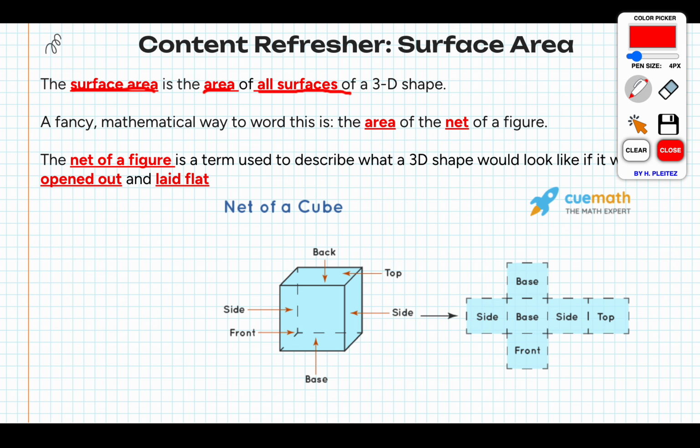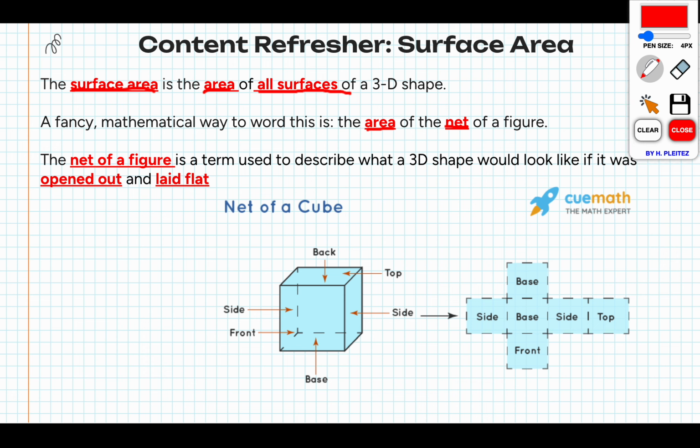A fancy mathematical way to word this is that the surface area is the area of the net of a figure. Now, when you think of a net, you probably think of catching fish or a basketball hoop, but in geometry, the net of a figure is a term used to describe what a 3D shape would look like if it was opened out and laid flat. In this example, we have a cube, all folded up to make a 3D figure, but we can cut all the sides and lay it flat, and this right here is the net of a cube.